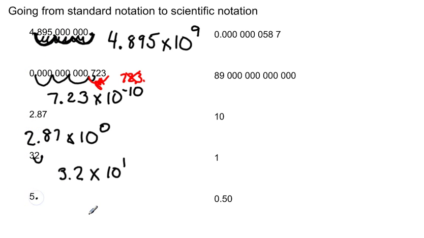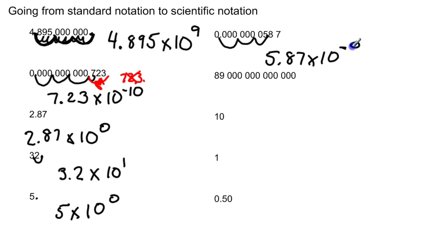Put the decimal in if it's not there. That number's already between 1 and 10. So we're going to put 5 times 10 to the, how many places did we move the decimal point? None. Now we keep going here. Move the decimal point 3, 6, 8 places. So this is 5.87 times 10 to the minus 8. And that's that one. 3, 6, 9, 12, 13: 8.9 times 10 to the 13th.